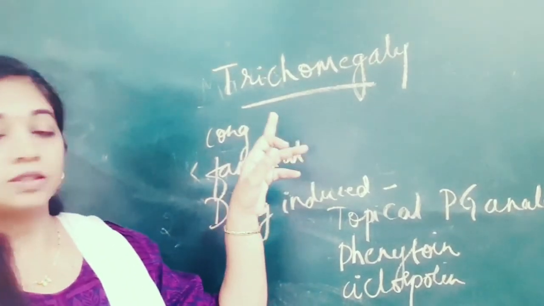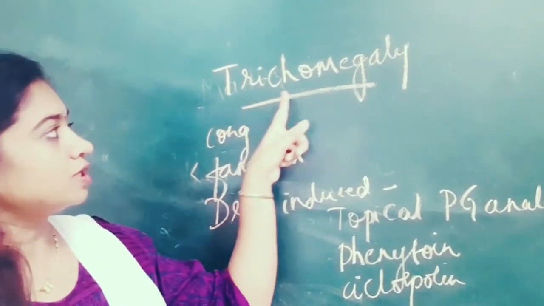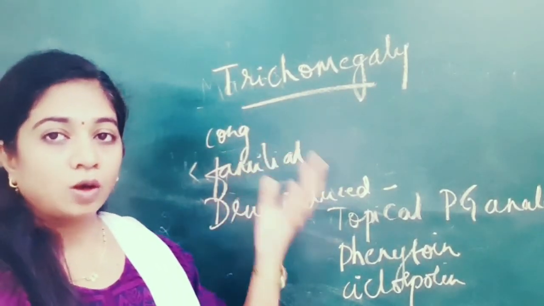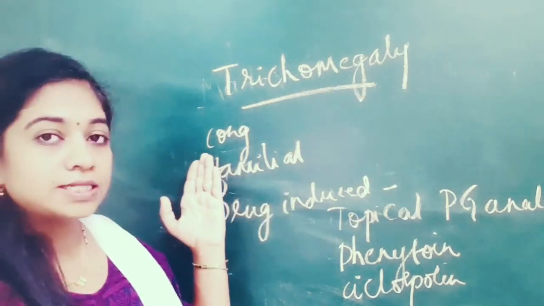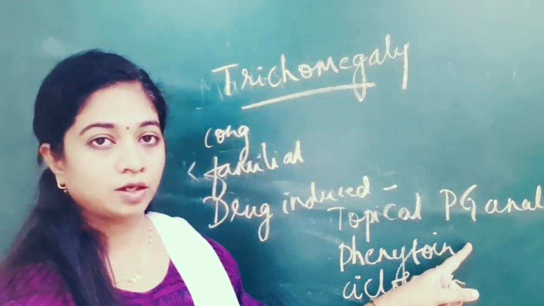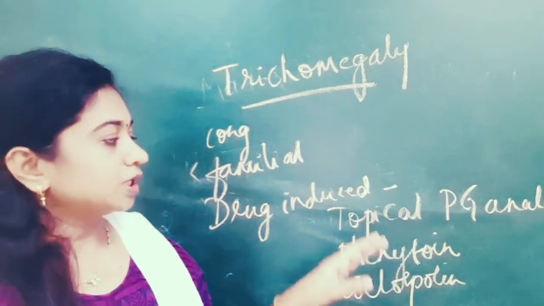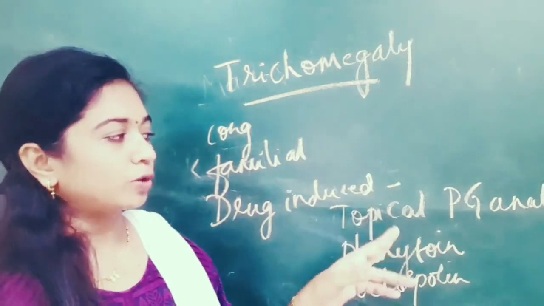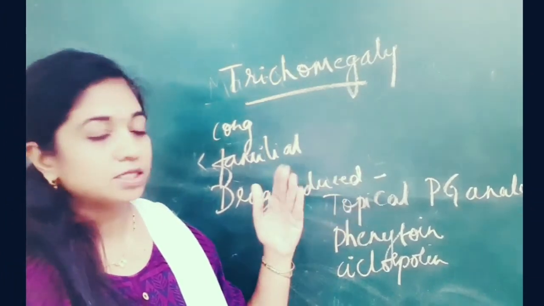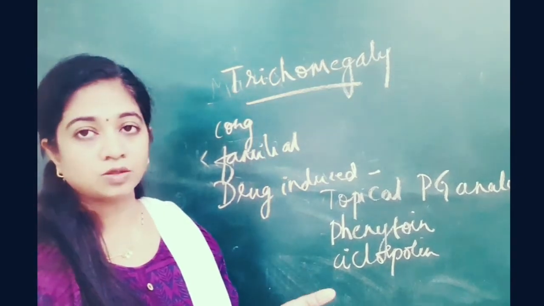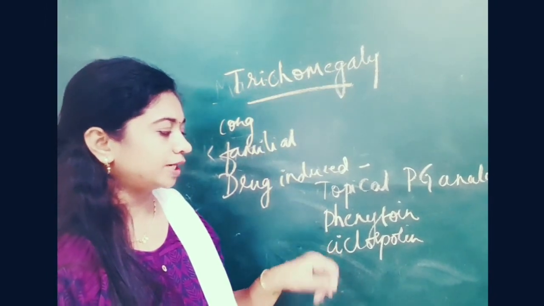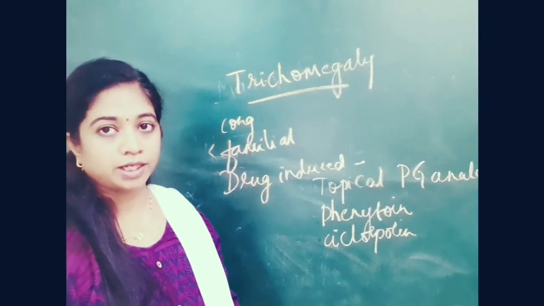So the next anomaly with the eyelashes is trichomegaly. Tricho is eyelash or cilia, megaly is bigger in size. So the eyelashes become long. The causes can be congenital, familial, or even drug induced, especially following topical prostaglandin analogs used for glaucoma treatment. This becomes problematic when you are using topical prostaglandin analogs to treat unilateral glaucoma patients, where the eyelashes will grow more on that side, whereas on the other side it is normal. So it becomes cosmetically obvious. Okay, and when the patient is using phenytoin and cyclosporine, it can lead to trichomegaly.